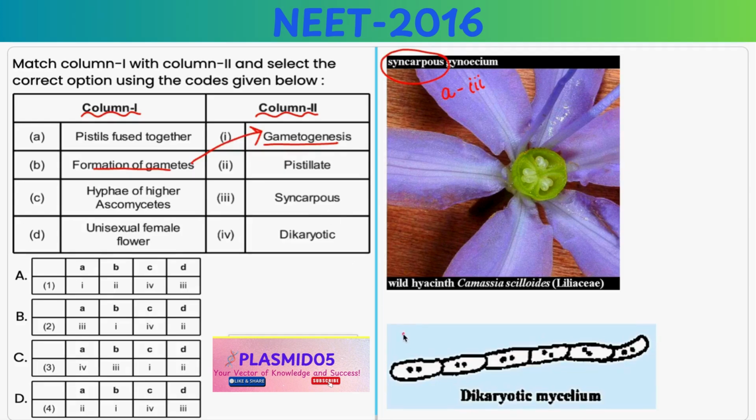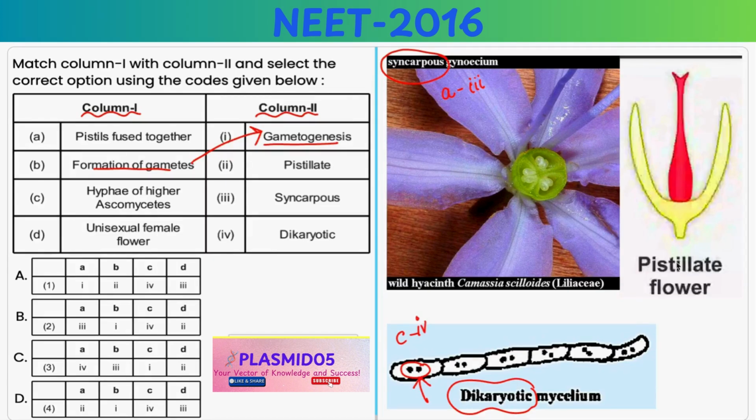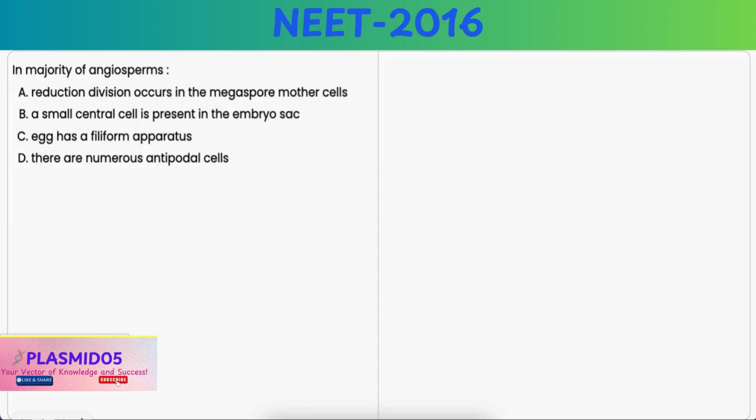Now, in higher ascomycetes, the hyphae are dikaryotic. That is, each cell contains 2 genetically distinct haploid nuclei. Thus, C matches with 4. And a pistillate flower is unisexual and has only female reproductive organs, that is, pistils. Thus, D matches with 2. Hence, the correct answer is option B.